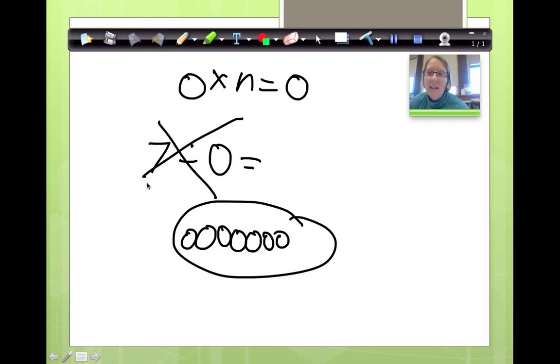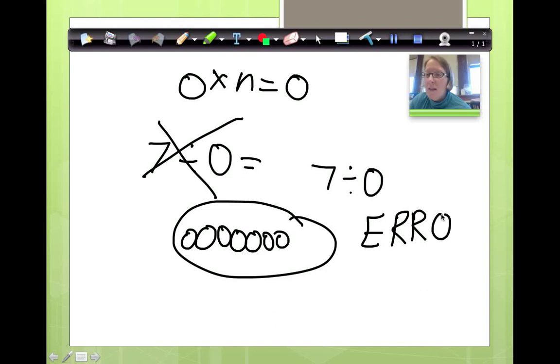Doesn't work. In fact, if you were to put 7 divided by 0 into a calculator, this is what it says. It says this. In fact, if you can, I would like you to try it. Do 7 divided by 0 and see what you get. It says error because it's absolutely impossible. You can't do it. All right?